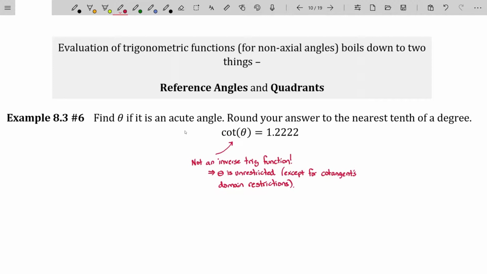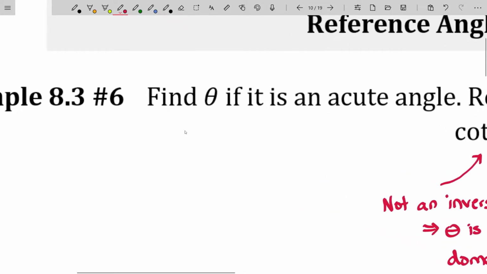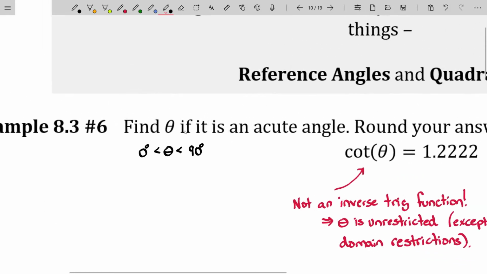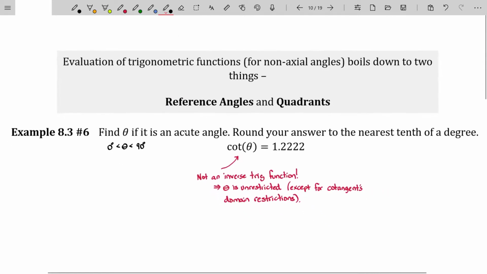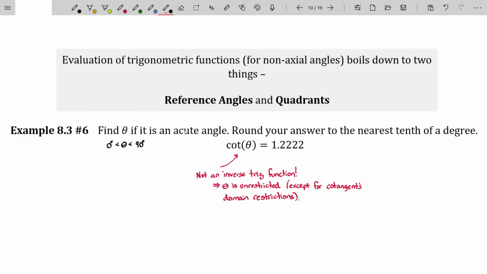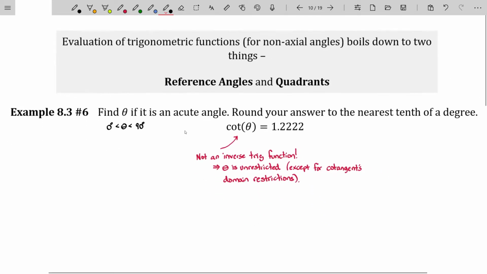So to keep you from giving me an infinite number of answers, I've specifically stated I want theta to be an acute angle. That is, I want theta to be between 0 and 90 degrees. So I have restricted you to answering between 0 and 90 degrees just from the first sentence. And then we're just going to round the answer to the nearest tenth of a degree. Well, how are you going to find that angle?